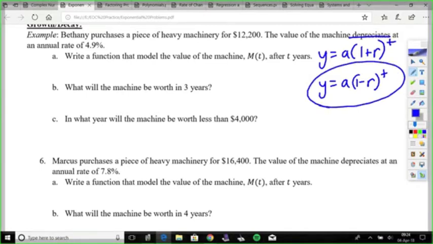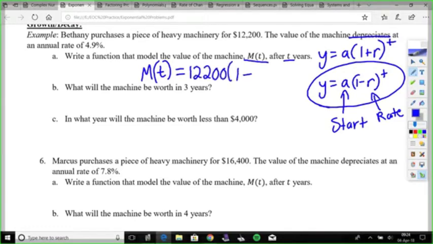So write a function to model this. So again, it's just plugging things in. A is our starting amount. R is our rate, again, typically given as a percent that we convert to a decimal, and then t is time in years. So let's write a function. Our function would be, by the way, it says the function is M of t, so make sure you use M of t rather than y, okay? M of t, and make sure you use the variable t. You have to write it as the question's asking, so pay close attention to that. All right, M of t equals now our starting amount, which is $12,200.